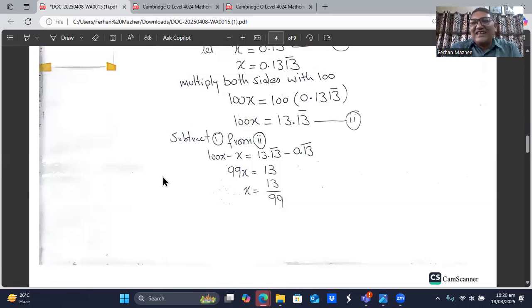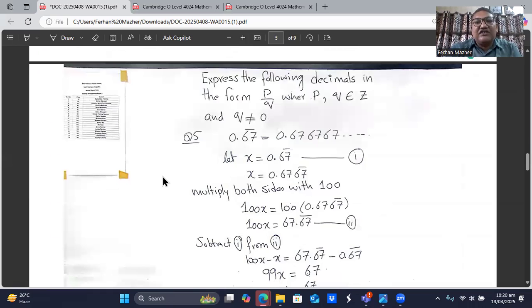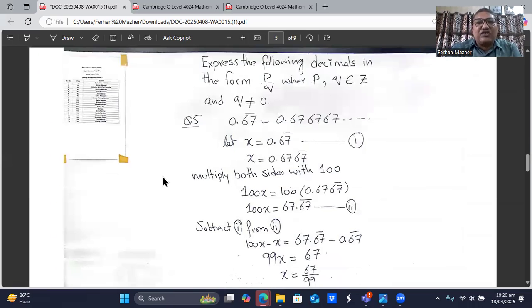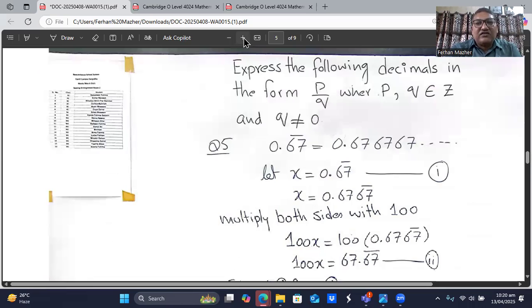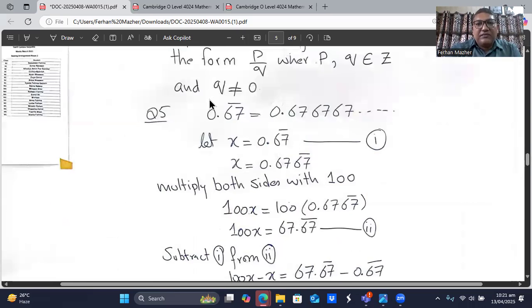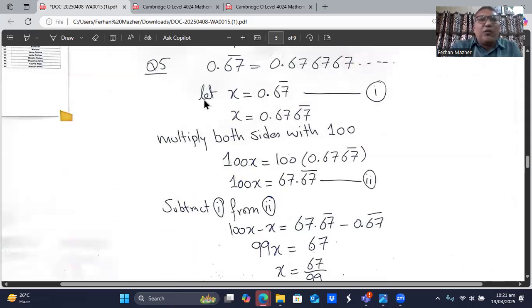Okay, so we are going to another example related to this topic, and here we have question number 5. Now we have 0.67, and on that 67 we have this bar sign. We can also have two dots on top of them. They both mean the same thing. So this 67 will be recurring. So it will be 0.676767676767, and it will continue. So let x be equal to 0.67 with a bar on the 67.